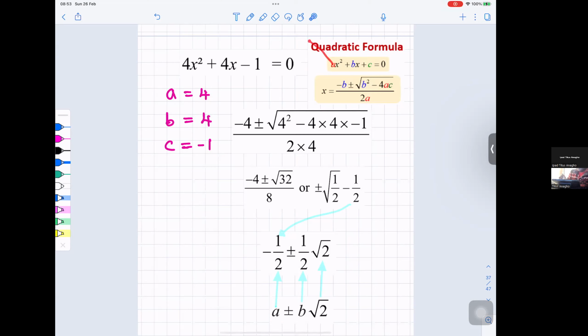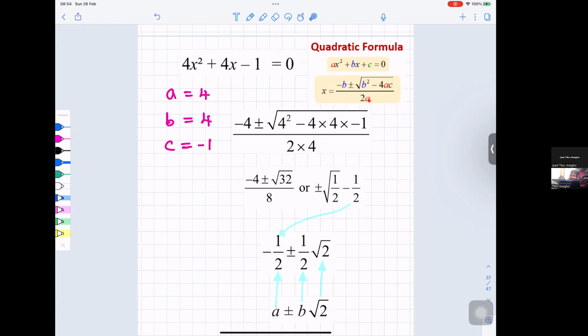The number in front of x squared is 4, so a is 4. The number in front of x is 4, so b is 4. The number without x is minus 1, so c is minus 1. Substitute that into the quadratic formula. Substitute 4 for b, and minus 1 for c.